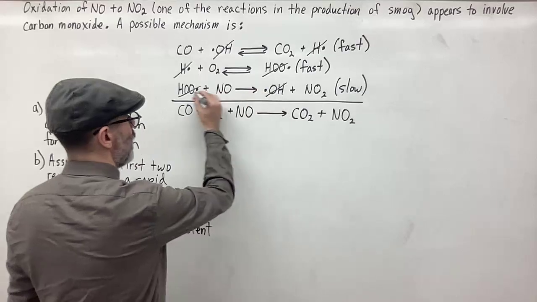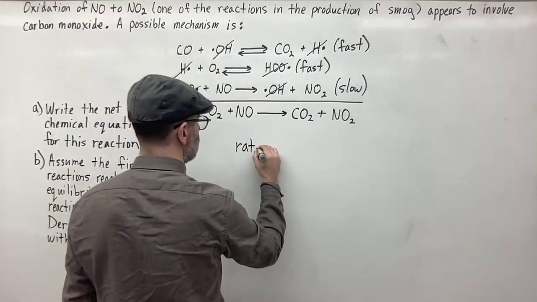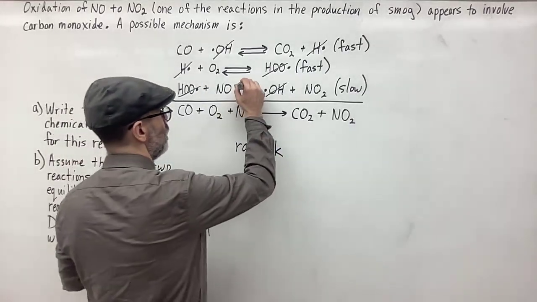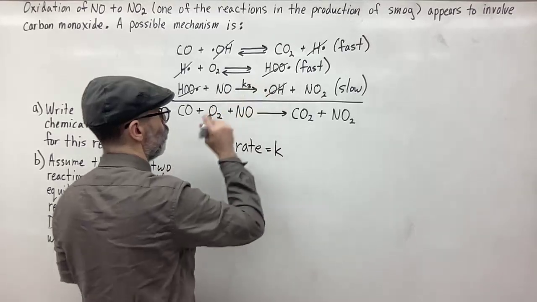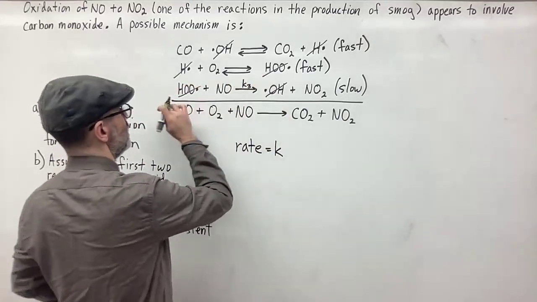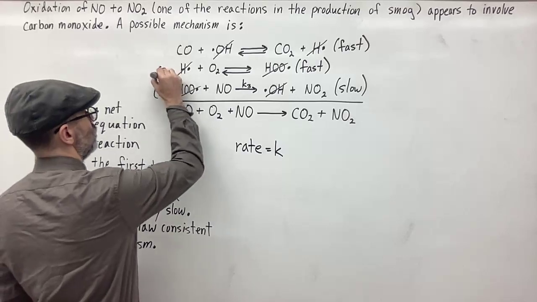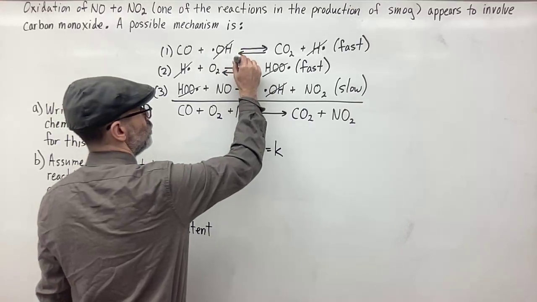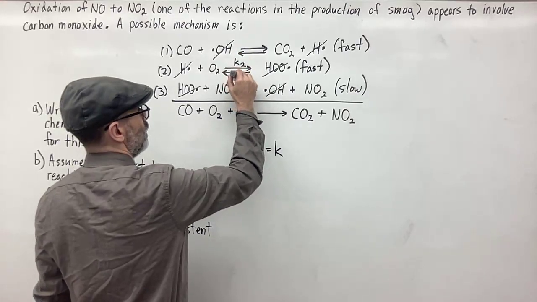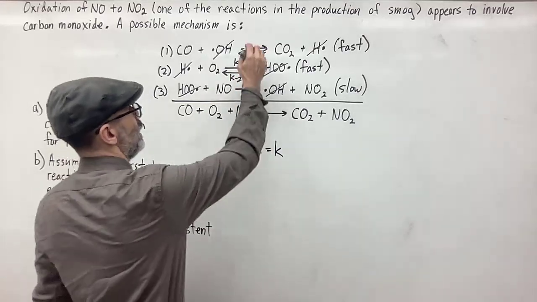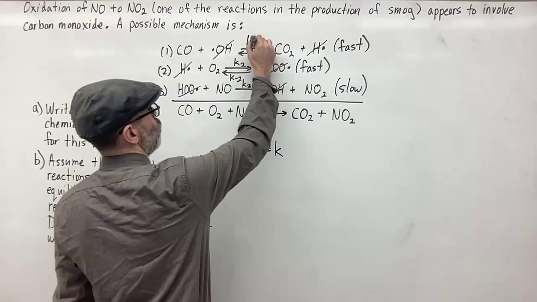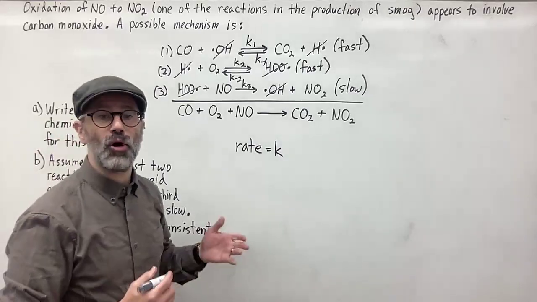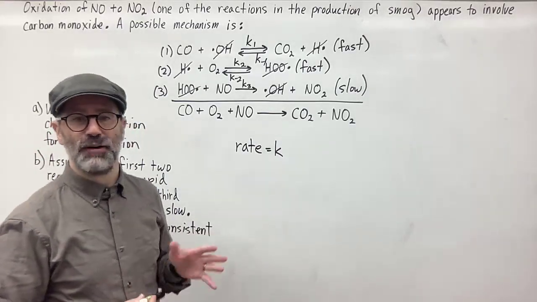So for this slow reaction, the rate law would be the rate is equal to K. Since this is the third one, we'll call this K3. Since this is the second one, we'll say this is 3, this is 2, this is 1. For the forward reaction, this would be K2. For the backwards, it would be K minus 2. And then for the first one, the forward reaction would be K1, and for the backwards, it would be K minus 1. So that's going to be important because we're going to be doing substitution, so we'll have to identify those Ks.